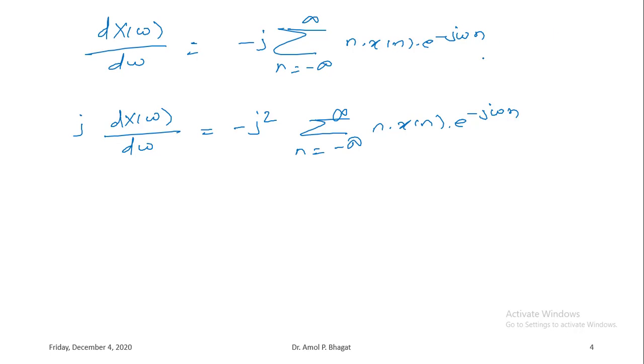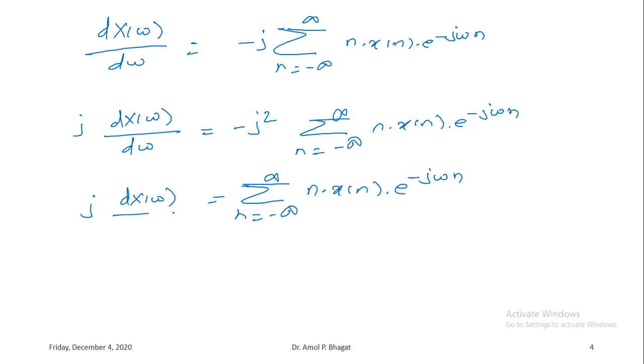So j squared is nothing but minus 1, so minus minus will get plus, so it will be 1 only. It will be simply summation n equals minus infinity to infinity n into x of n into e to the power minus j omega n, and it is equal to j into the derivative of X of omega with respect to omega. Basically this summation is nothing but the Fourier transform of n into x of n. This is the formula for Fourier transform, simply in place of x of n, the value is n into x of n.